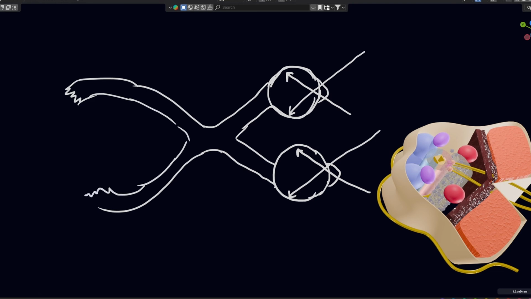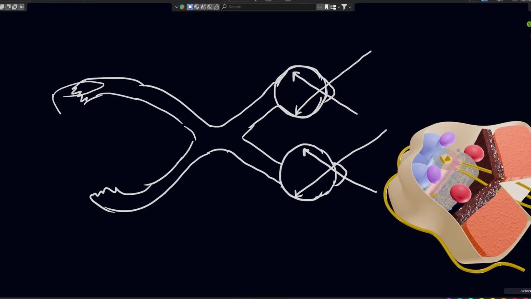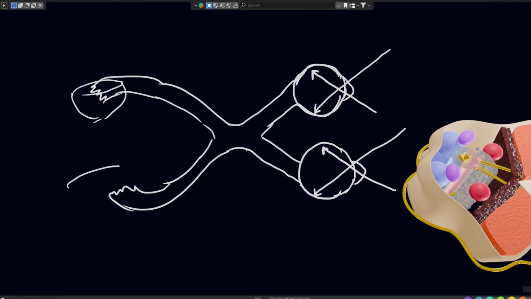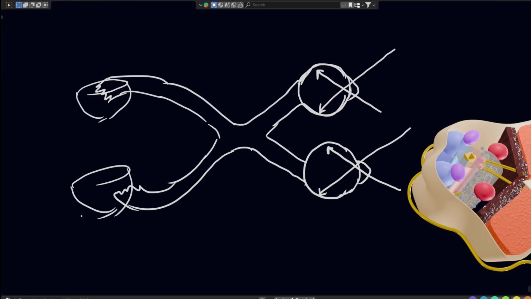The auditory fibers go to the medial geniculate, but the visual fibers go to the lateral geniculate body of the thalamus, right? So here is the thalamus, they are going to the lateral geniculate body. And by the way, from the lateral geniculate body, they will go through the optic radiation to the visual cortex, which is in the occipital region, right?